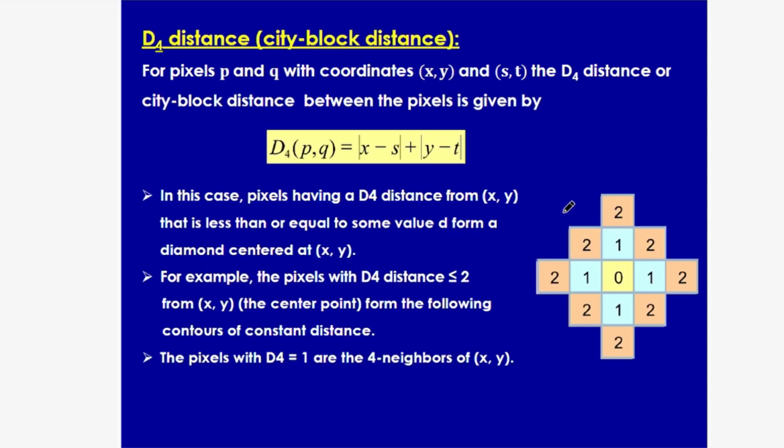Next is the D4 distance or city block distance. The formula is mod of x minus s plus mod of y minus t. If you arrange the pixels whose D4 distance is less than or equal to 2, it forms this diamond with the center x, y. Why is it called city block distance? In a city, you can move only front and back or left and right. You don't have the provision to move diagonally. So that is the reason it is called city block distance.